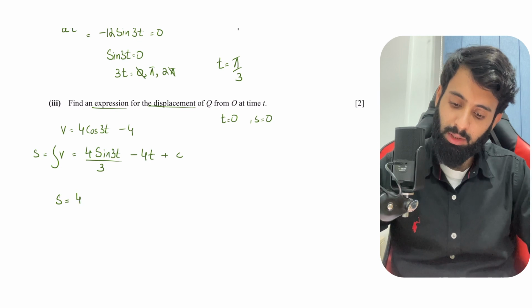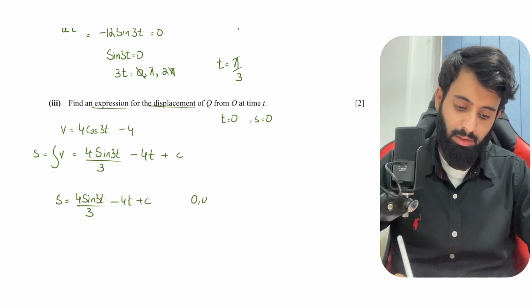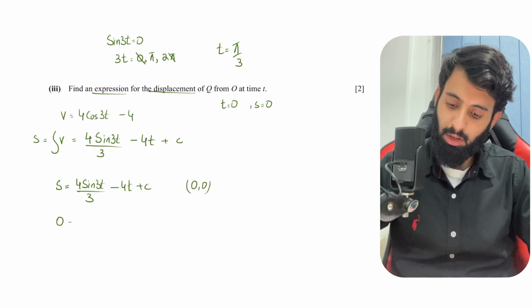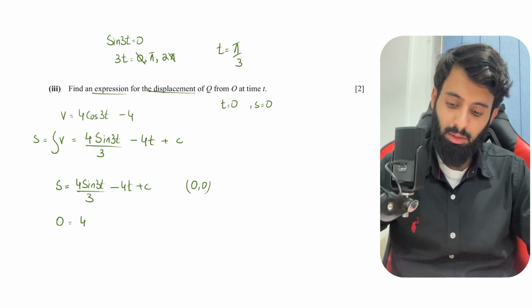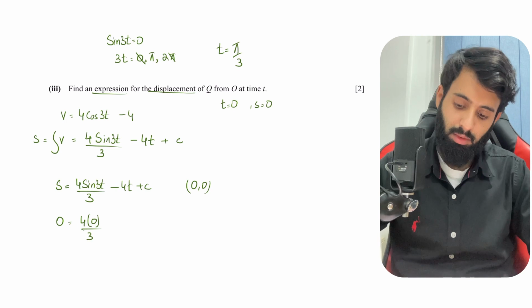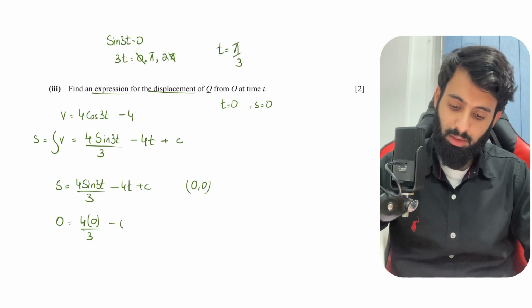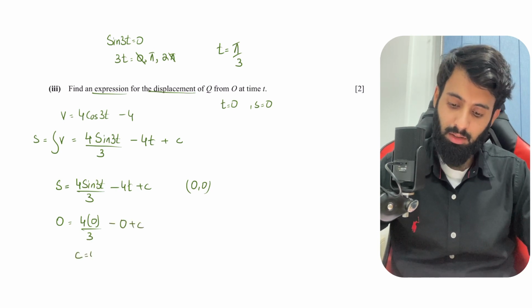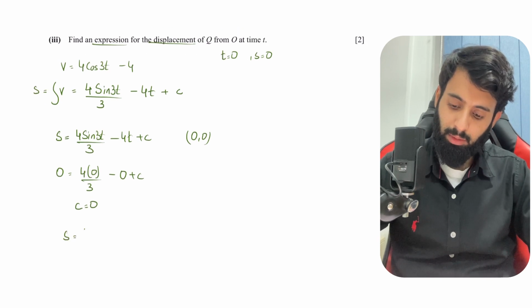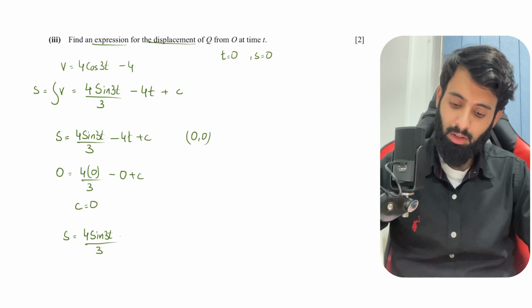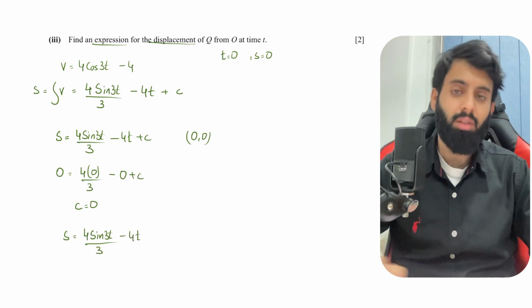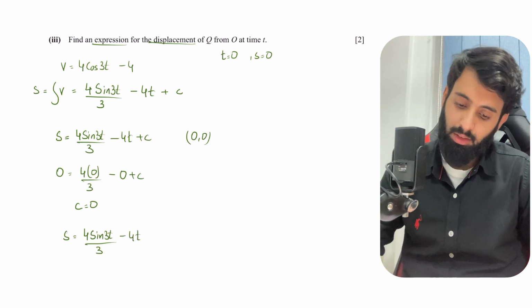So we need this piece of information to find out what the value of c is. Now that we know displacement is 4 sine 3t upon 3 minus 4t plus c, I'm going to plug in the coordinate 0, 0. So 0 is equal to 4 sine 3 times 0, which is sine 0, equal to 0. So 4 times 0 upon 3 minus 0 plus c. So luckily c is equal to 0. And now we can form our equation that s is equal to 4 sine 3t upon 3 minus 4t. That's what displacement is, and that is the correct answer.